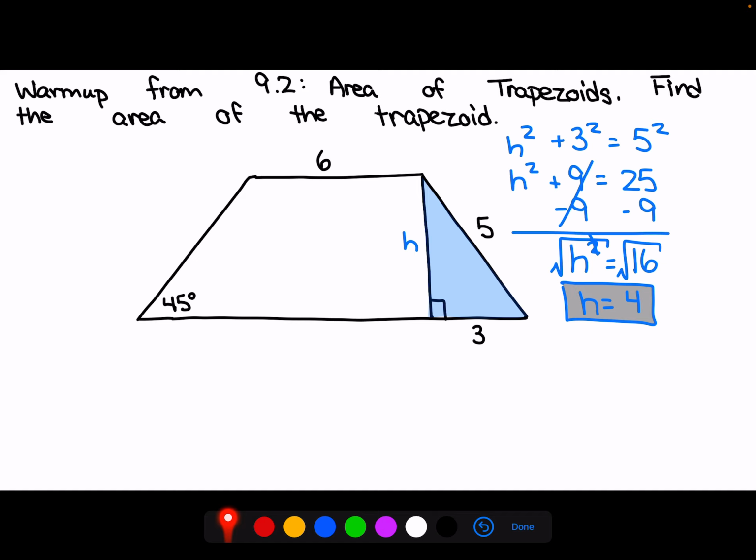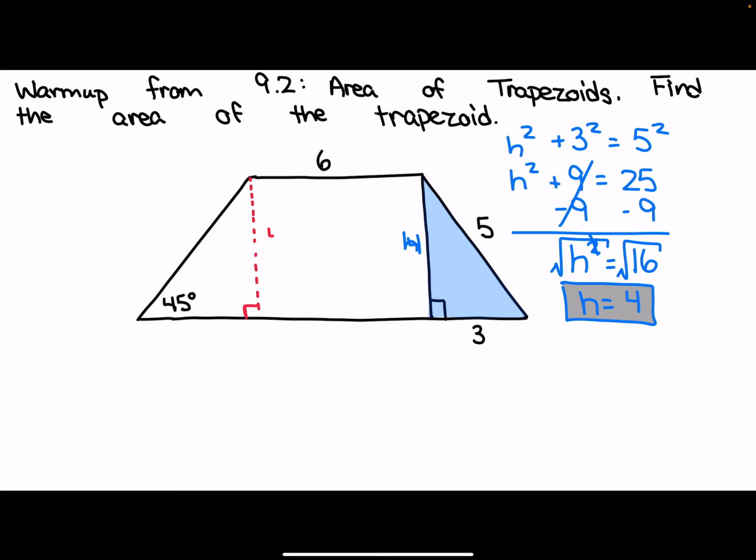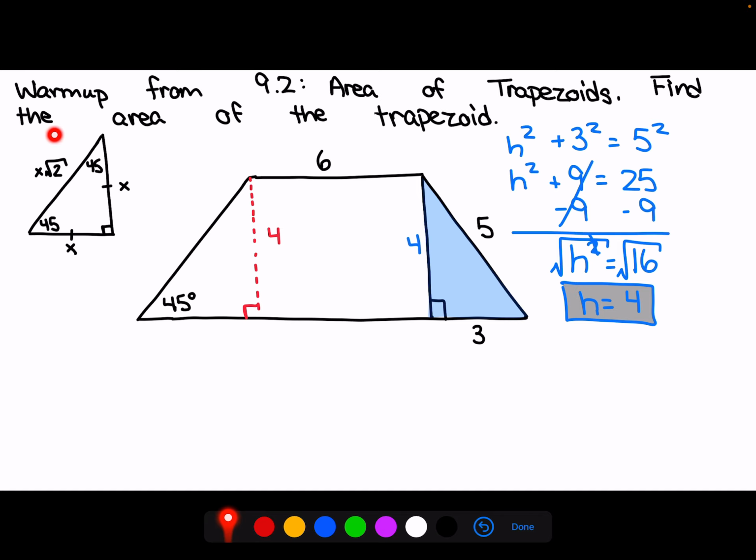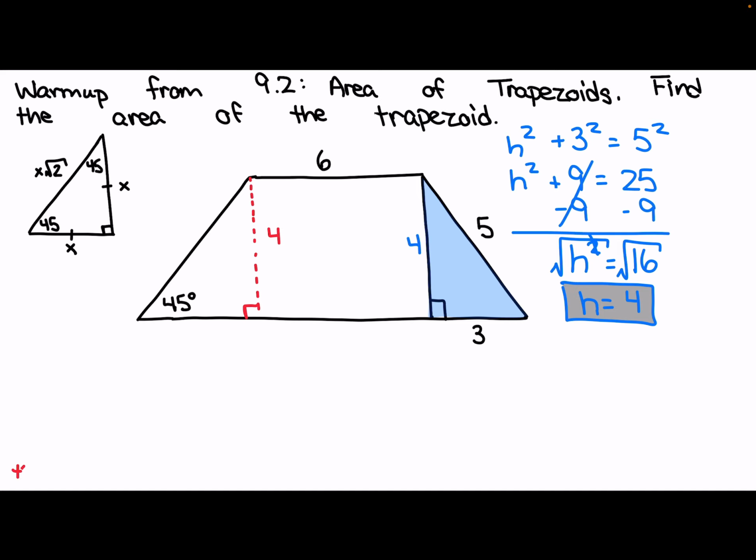From here, I'm going to go ahead and bring that height over to the other side of our trapezoid. And I'm going to draw the height over here as well. What we'll notice when we draw the height is that it will create a 45, 45, 90 triangle. And of course, I can draw a 45, 45, 90 triangle because that is a special right triangle.